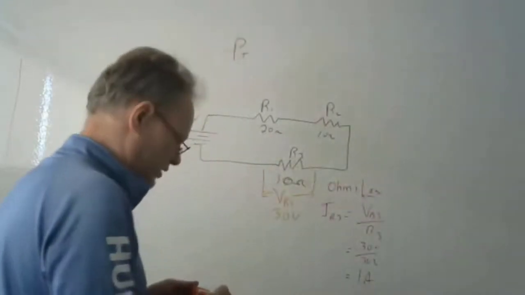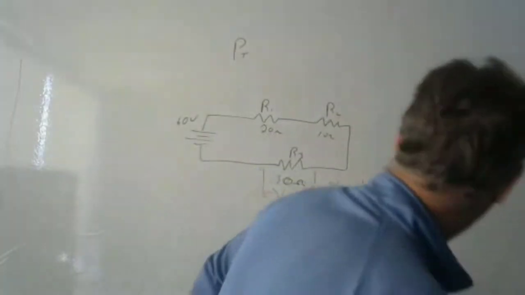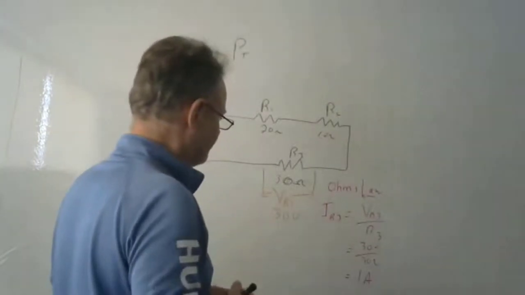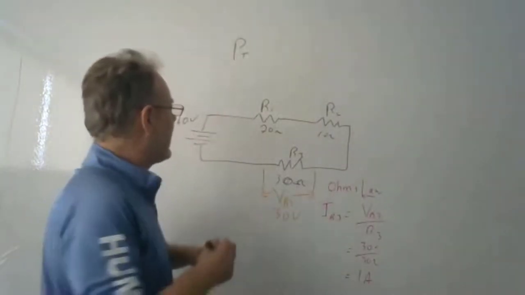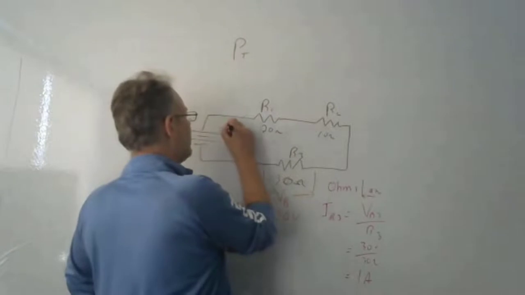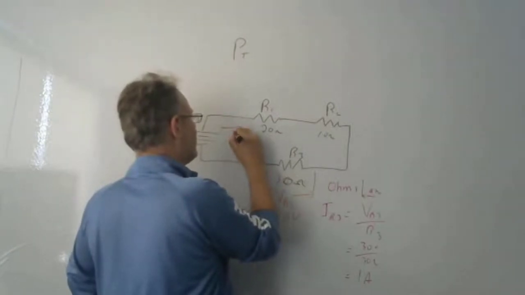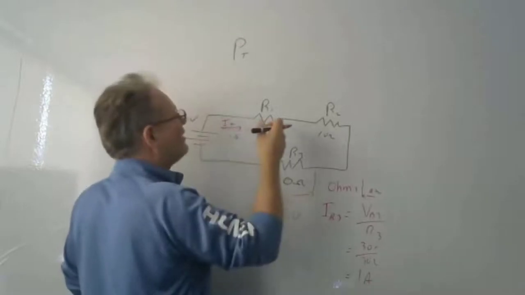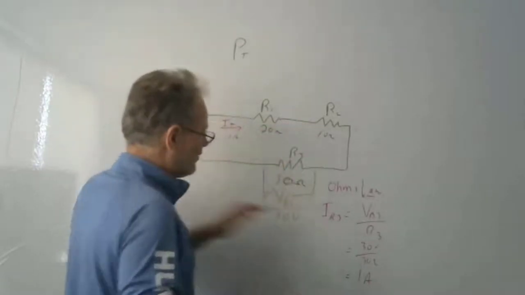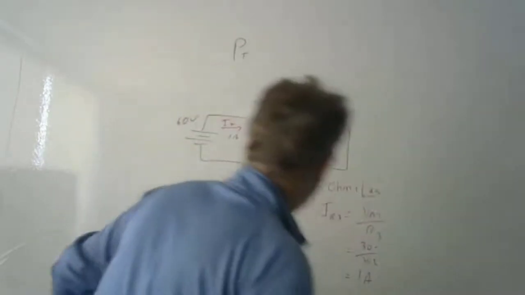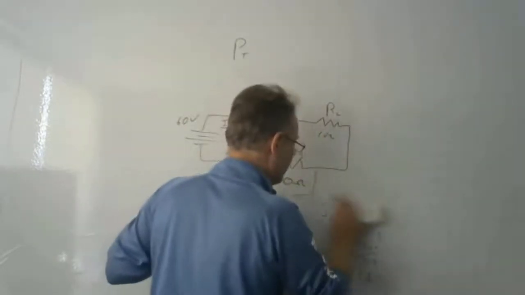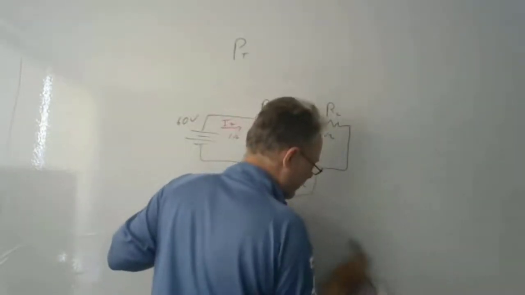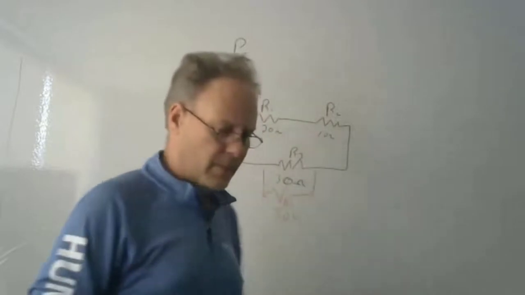So here we go. What I want to do here is start calculating power. I know I've got 1 amp, and that's IT. It's also I_R1, I_R2, I_R3, whatever. So I'm going to get rid of this. We know our voltages. We know the current. Let's step into power.